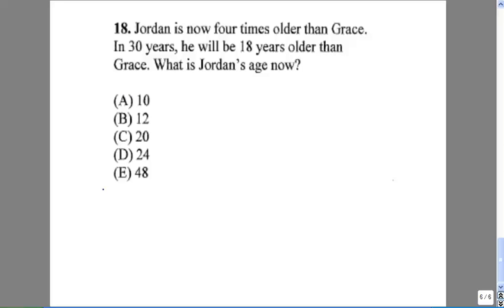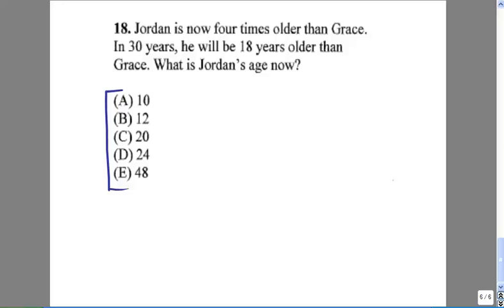Obviously, you have your options here, A, B, C, D, E, right? 10, 12, 20, 24, 48. One way to solve it is to basically plug in and work your way backwards. Plug in each one of these numbers and see if they check out, and that may be the hardest way, and I bet is the hardest way to solve this type of problem.